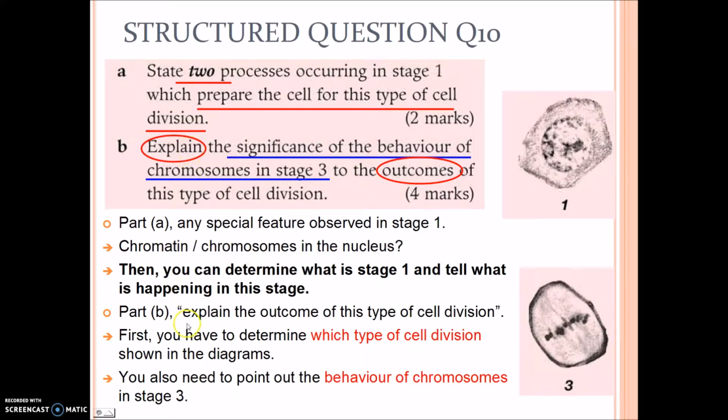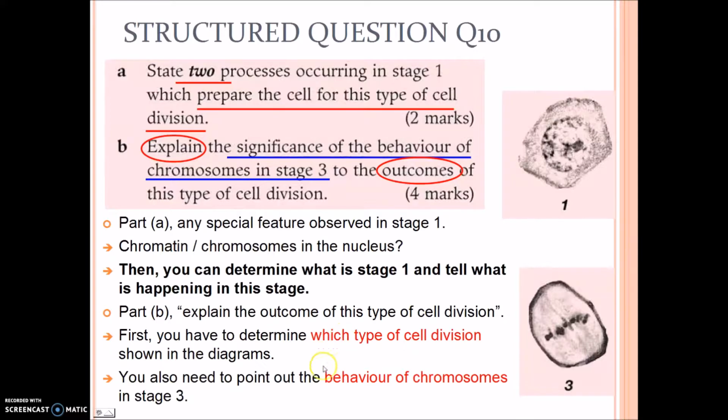And then part B, explain the significance of the behavior of the chromosomes in stage 3 to the outcome of this type of cell division. So you can see that for part B, explain the outcome of this type of cell division. The first question you really need to consider is, what is the type of cell division in this question, mitotic or meiotic cell division?